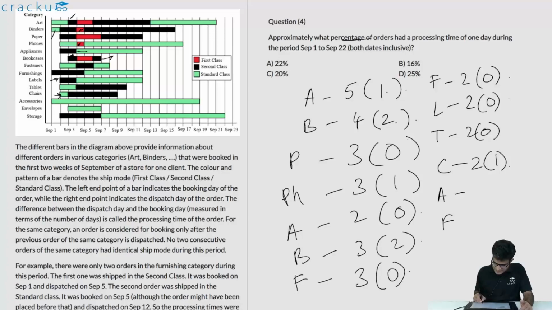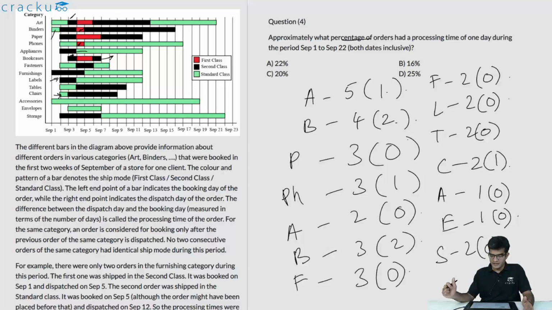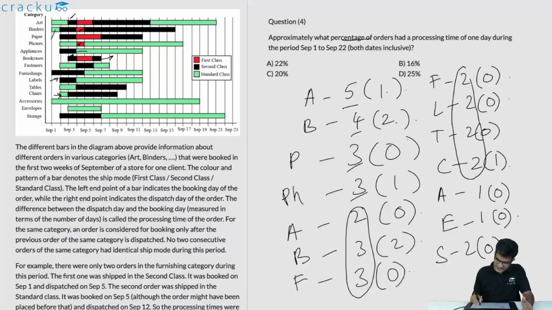Accessories and envelopes we have discussed earlier also, they are very wide ones. There is 1 and 1, just 1 order, and the processing time is definitely not 1 day. And storage also, there are 2 and both of them are fairly wide, so they also don't have any order with a 1 day processing time. So now if you are looking at the total number of orders, it is 5 plus 4 plus 3 plus 3, this is 15, 15 plus 8 is 23, 23 plus 8 is 31, 31 plus 4 is 35. So the total number of orders is 35.